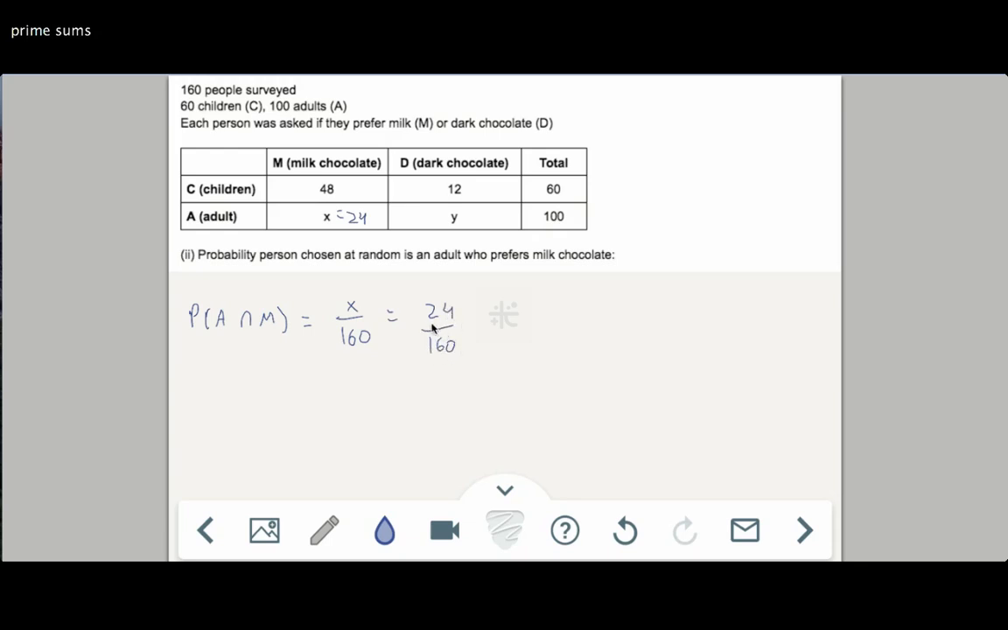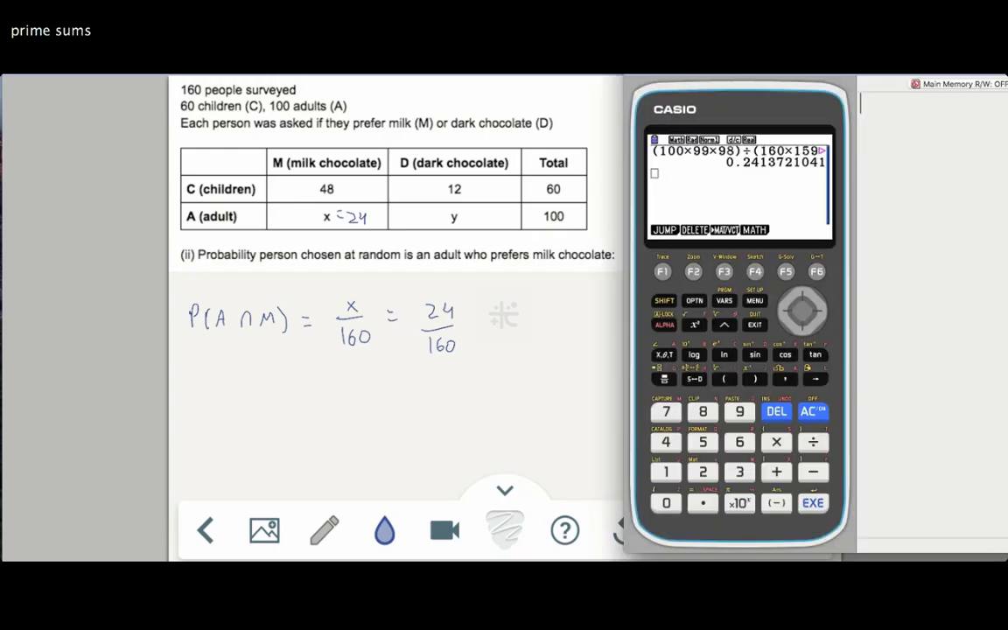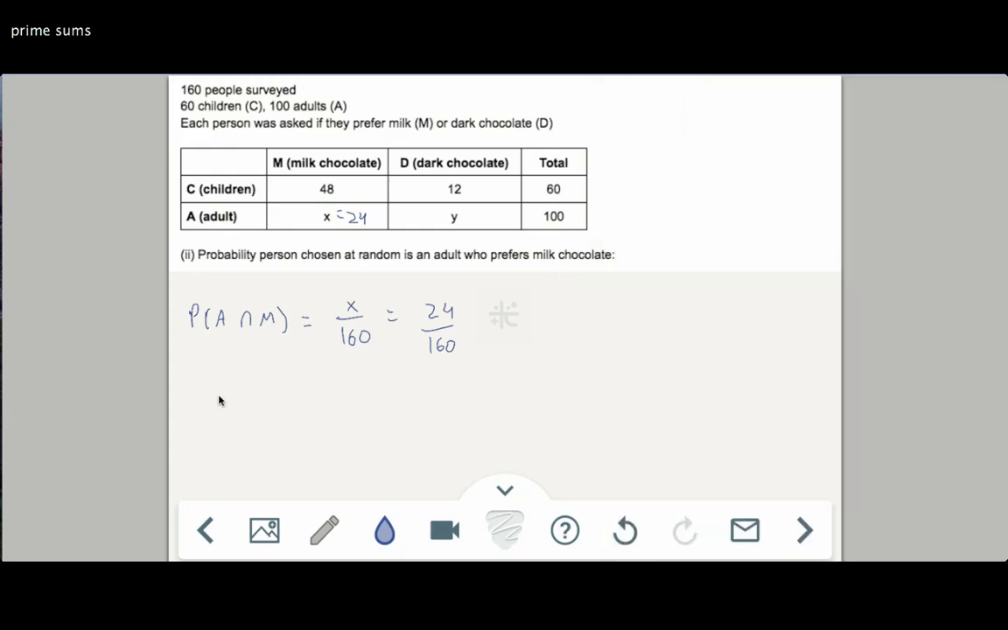So that's the probability. And if you want to simplify this, I guess we can just go to our calculator. 24 over 160, 0.15. So that's the answer to part C2.